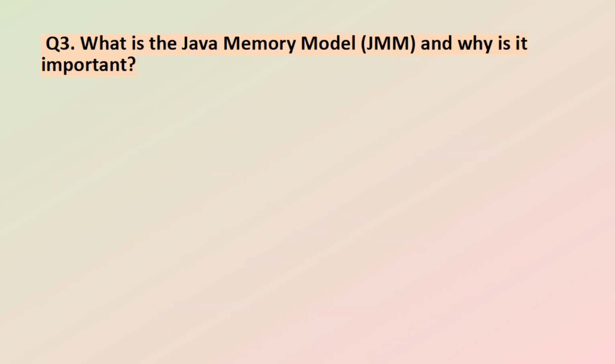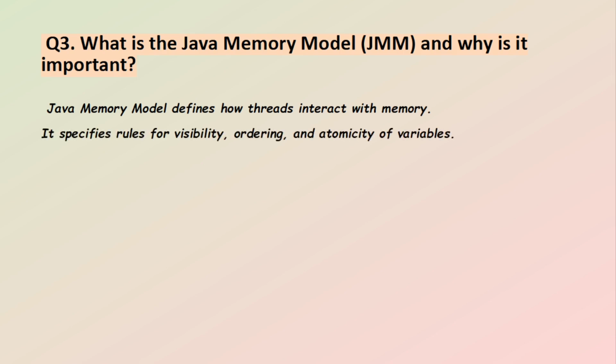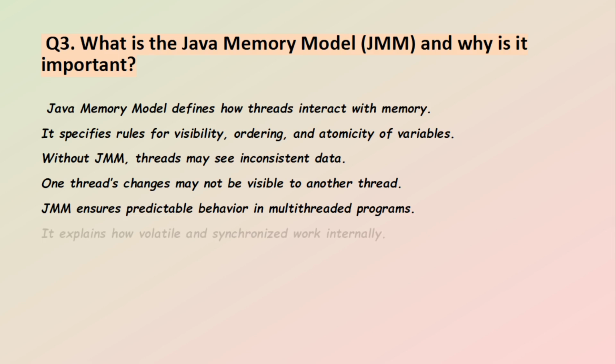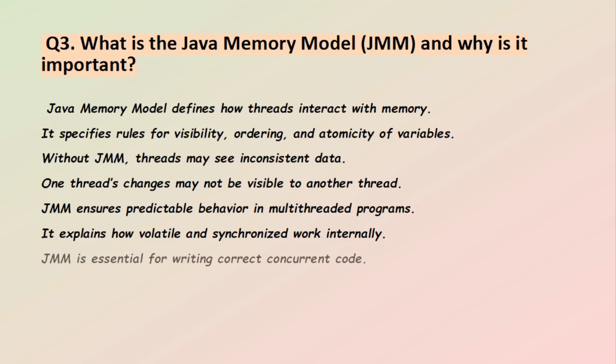What is the Java memory model and why is it important? The Java memory model defines how threads interact with memory. It specifies rules for visibility, ordering, and atomicity of variables. Without the JMM, threads may see inconsistent data. One thread's changes may not be visible to another thread. JMM ensures predictable behavior in multi-threaded programs. It explains how volatile and synchronized work internally. JMM is essential for writing correct concurrent code.